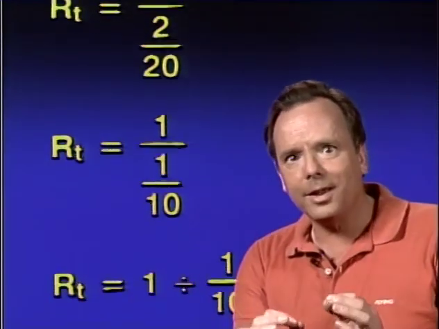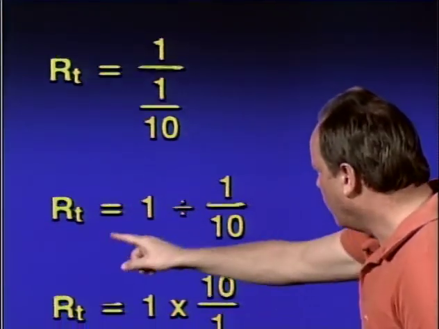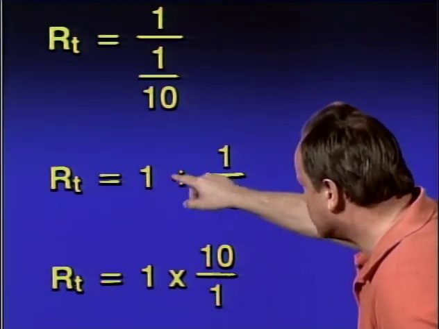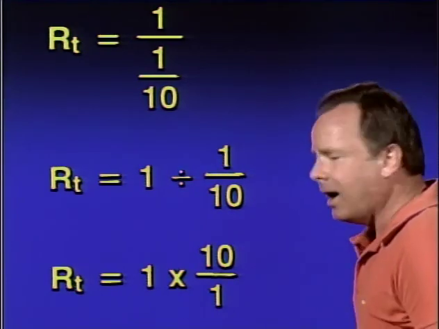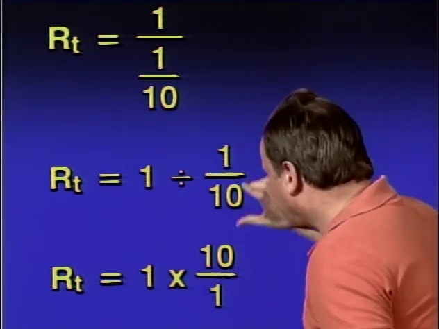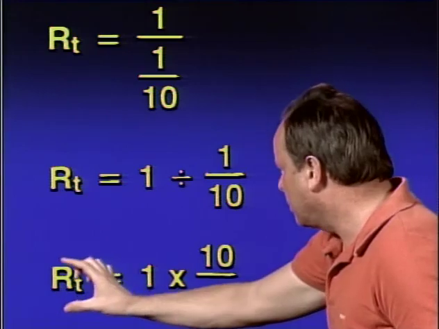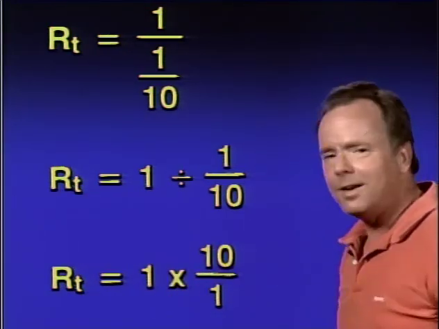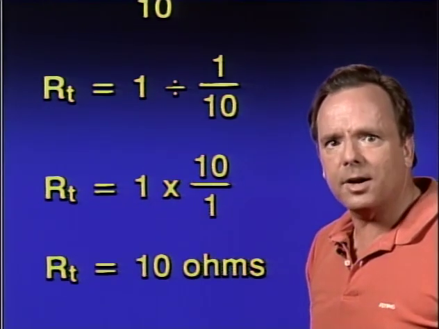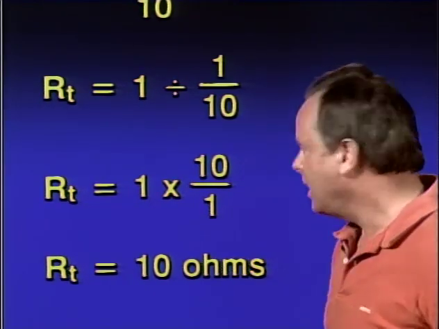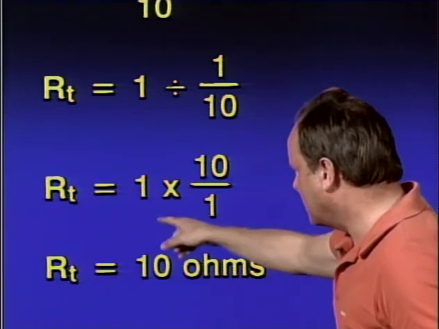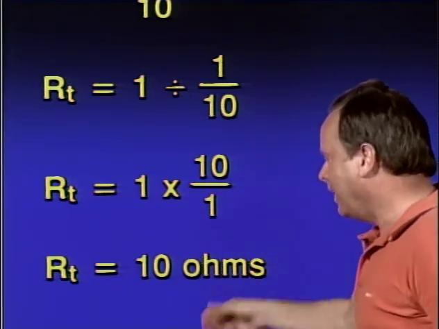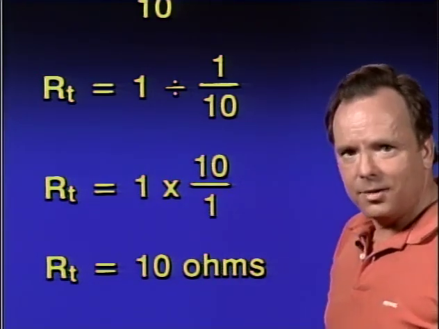There's another way we could express that, and that is 1 divided by, with a division sign, 1/10. Now, if you want to get rid of the division sign, all you have to do is flip the 1/10, and so the total resistance is equal to 1 times 10. And what's the total resistance of the circuit? The answer is 10 ohms. You can see it right there. 10 times 1 is 10, divided by 1 is still 10, and the answer is 10 ohms.